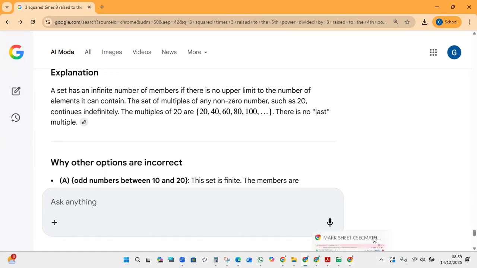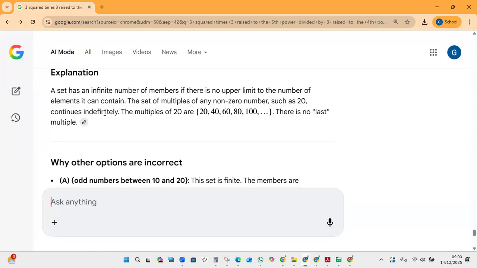So it goes on to say the set of multiples of any non-zero number, such as 20. 20 is just one example. Any non-zero number, for example, 5, 8, 10, continues indefinitely. And it's very interesting when you take a closer look at the word indefinite, it resembles infinite. Indefinite means, if you take out the DE, infinitely, it continues.